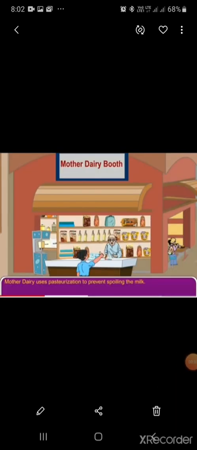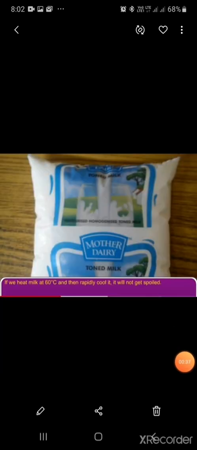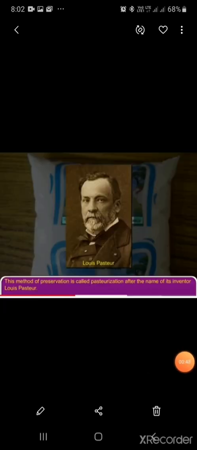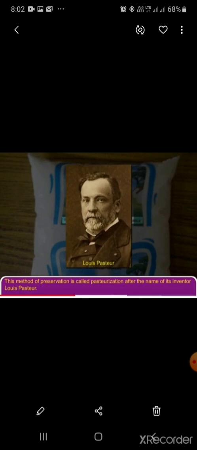Mother Dairy uses pasteurization to prevent spoiling of the milk. If we heat milk at 60 degrees Celsius and then rapidly cool it, it will not get spoiled. This method of preservation is called pasteurization, after the name of its inventor, Louis Pasteur.